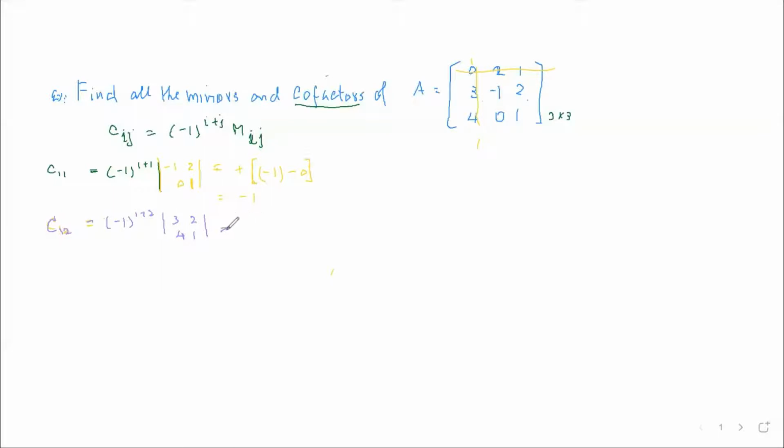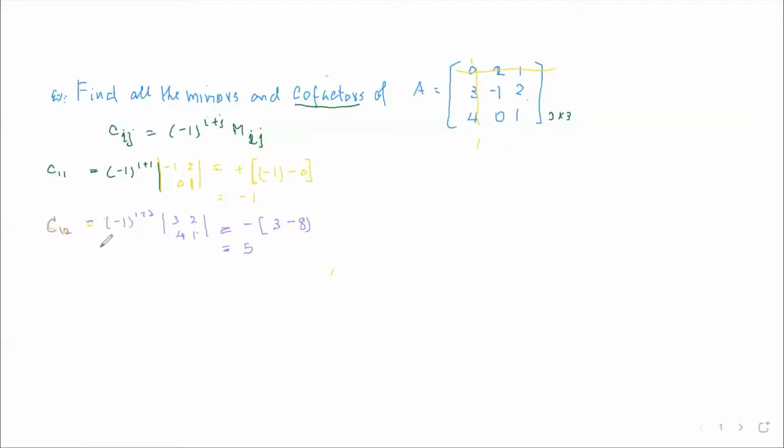Now we simplify. Again the index is an odd number, so the sign should be minus outside. Then cross on the diagonal and use the determinant: 3 times 1 becomes 3, minus 4 times 2 becomes 8. So what do we have here? Minus, we have 5. Okay, that's the one.